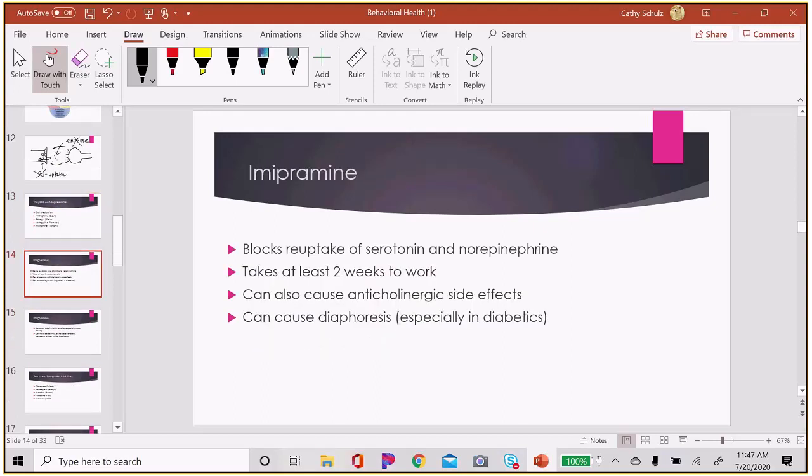This medication is going to block reuptake of both serotonin and norepinephrine. It can take at least 2 weeks to work. Because we're blocking reuptake of norepinephrine, we can have anticholinergic or sympathetic nervous system side effects because we're increasing that. So dry mouth, constipation, difficulty urinating, things of that nature. People who are diabetic, if they start taking imipramine, may notice an increase in sweating, which is what diaphoresis is.